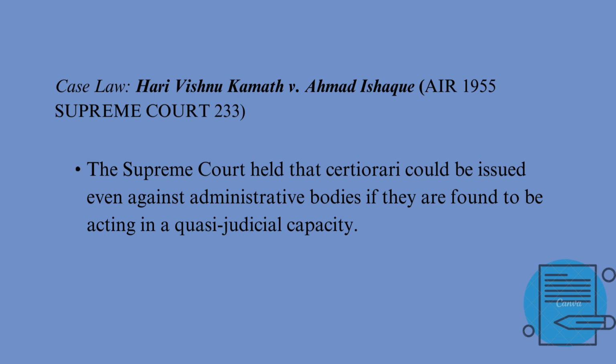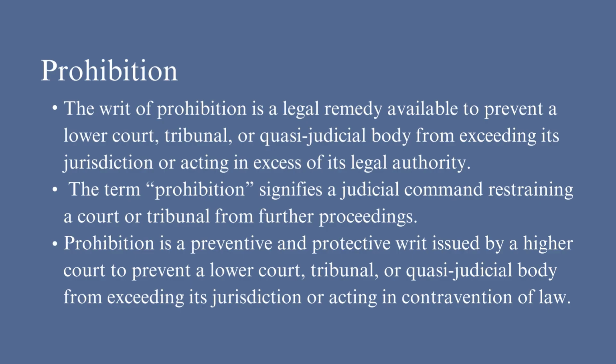So the writ of prohibition is a legal remedy available to prevent a lower court, tribunal or a quasi-judicial body from exceeding its jurisdiction or acting in excess of their legal authority. Prohibition signifies a judicial command restraining a court or a tribunal from further proceedings. This writ is a preventive and a protective writ which is issued by a higher court to prevent a lower court, a tribunal or a quasi-judicial body from exceeding its jurisdiction or acting in contravention of law.